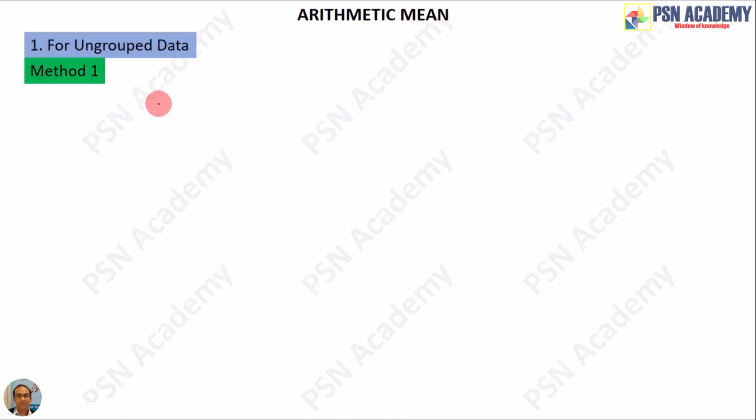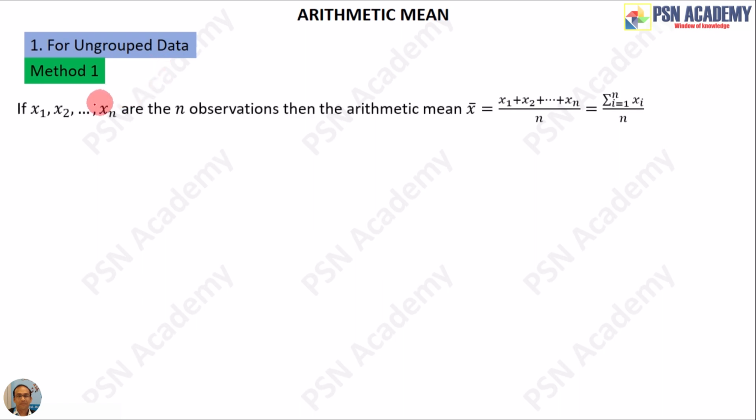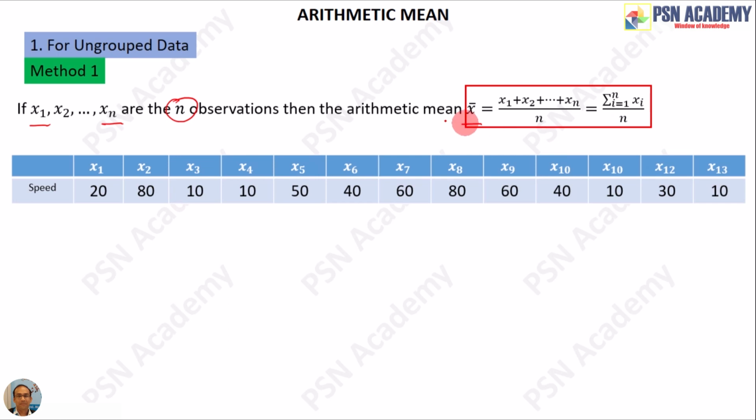Now let's start with the arithmetic mean. First we start with ungrouped data, and for handling ungrouped data you have 2 methods. We start with method 1, which is quite straightforward: if you have n observations from x1 to xn, then the mean x bar is the summation of xi from i equal to 1 to n, divided by n. According to our previous car moving data, you have 13 data points from x1 to x13. The summation of xi's is 500, and n is 13, so you get 38.46. We have done this calculation before.